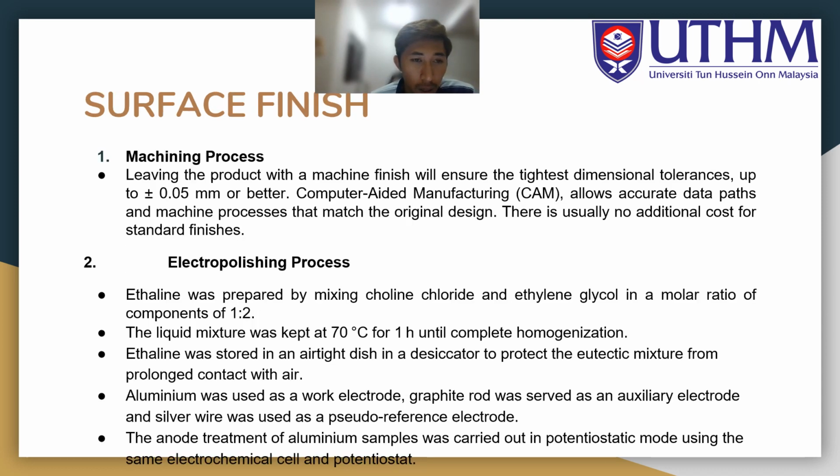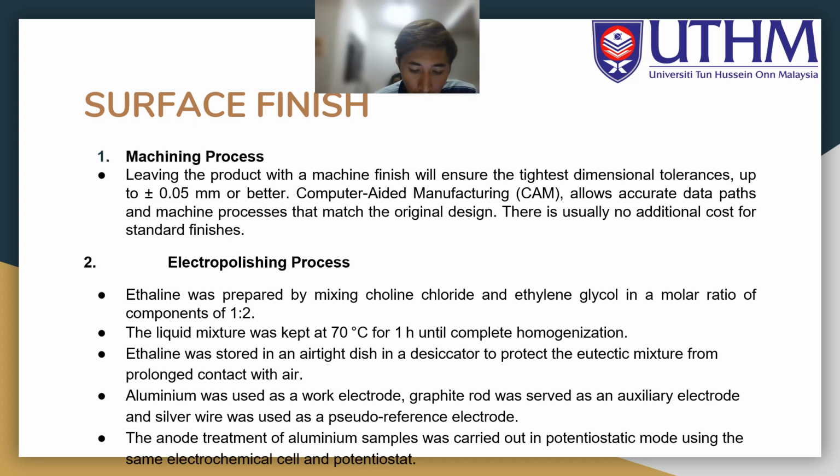Surface finish for our product. First, the machining process. Leaving the product with a machine finish will ensure the tightest dimension tolerance, up to plus minus 0.05 mm or better. Computer aided manufacturing can allow accurate tool paths and machine processes that match the original design. There is usually no additional cost for standard finish. Number two, the suitable surface finish for our product is the electropolishing process.